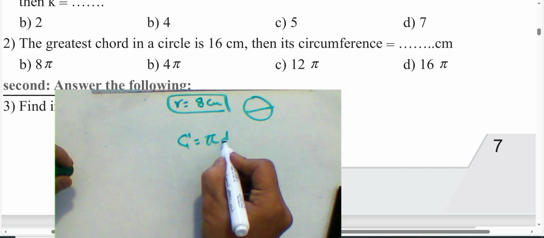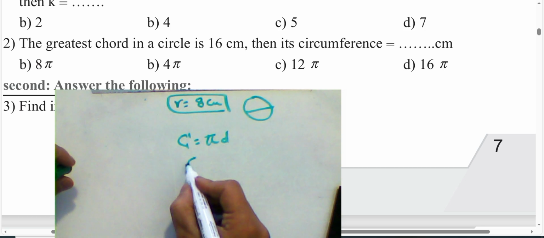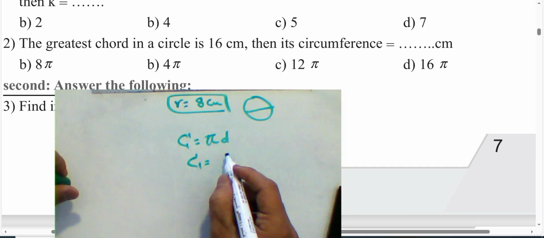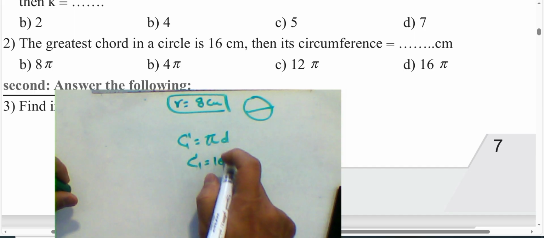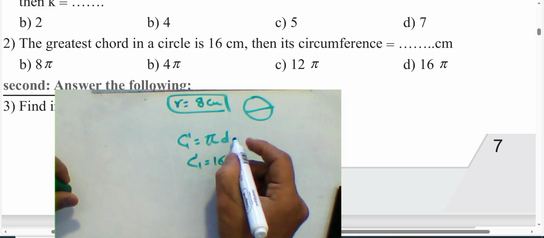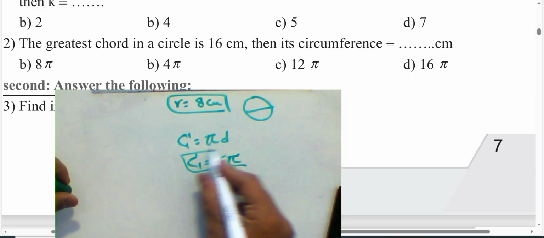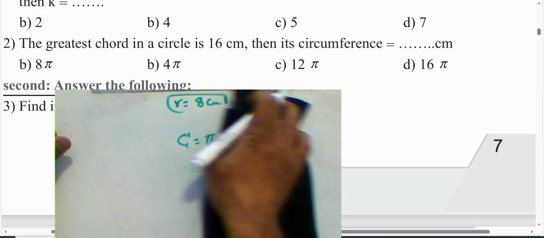We can write π times diameter. The diameter was 16, then we have 16π, because the diameter was 16. So 16π will be the circumference of the circle.